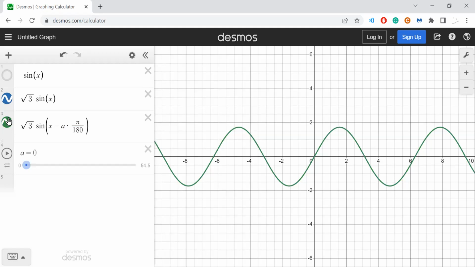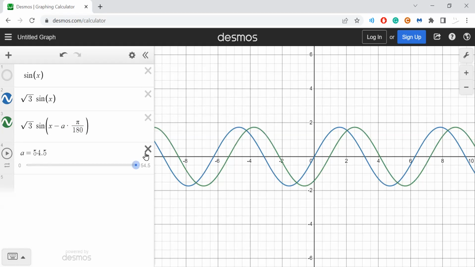What do you see? The green graph now is currently overlapping with the blue, but as I move it towards the right, do you see that it is slowly moving towards the right? Okay. I think this is more convincing. So minus, then you'll move towards the right.